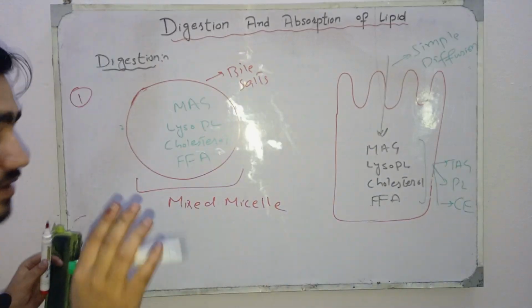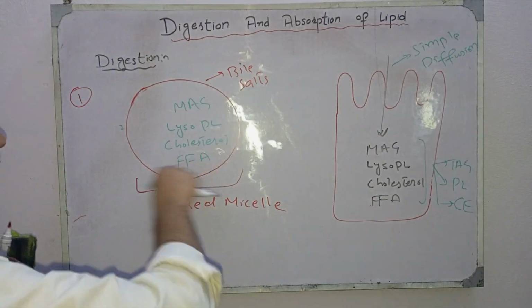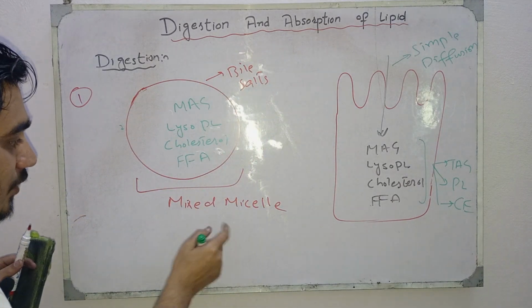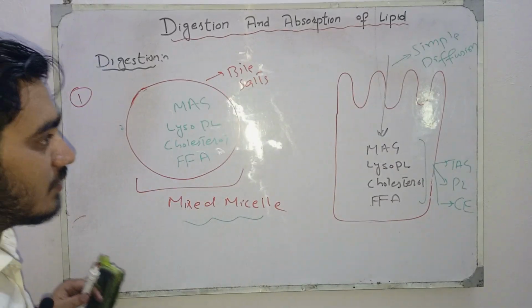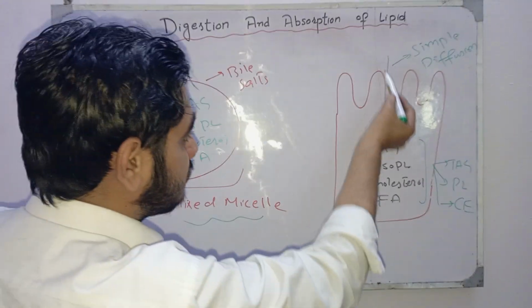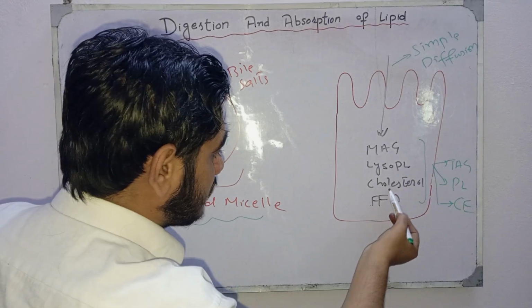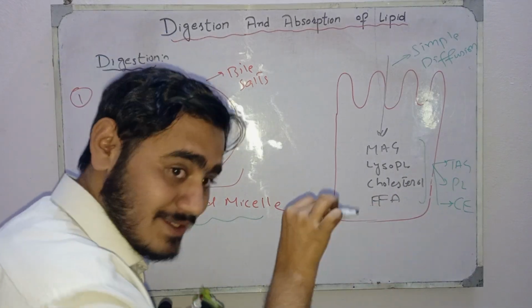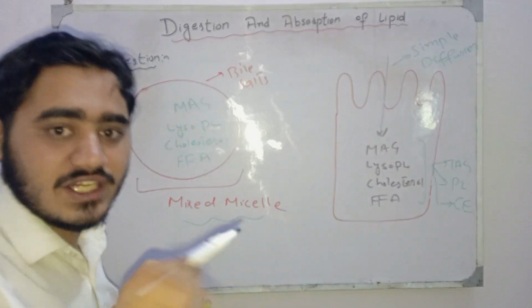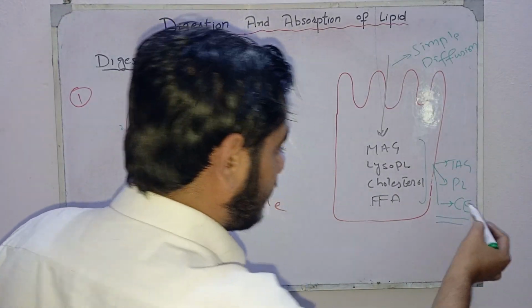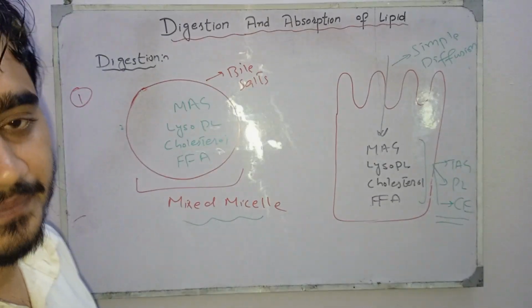Let me revise quickly. These are digestive products. They are surrounded by bile salts and play a very important role in mixed micelle formation. All these digestive products are absorbed by simple diffusion, like monosaccharides, lysophospholipid, cholesterol and free fatty acid. And in the intestine there is again a reesterification process, resynthesis of triacylglycerol, phospholipid, and cholesterol ester.